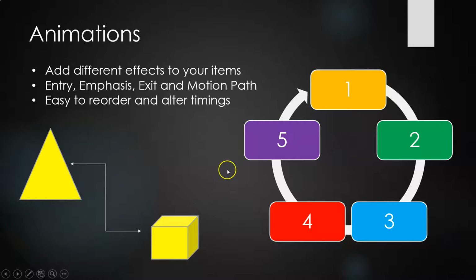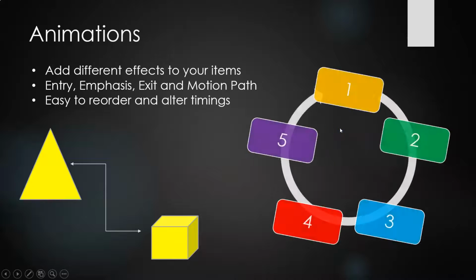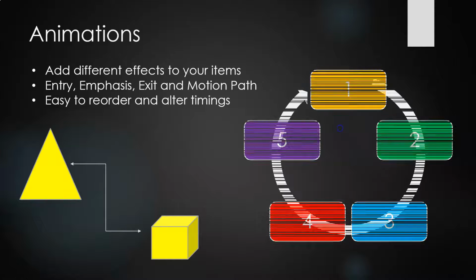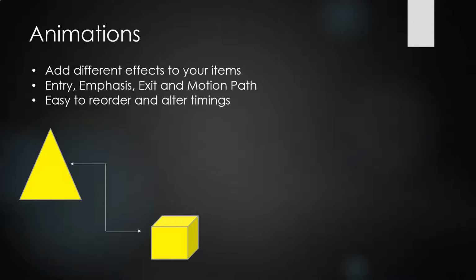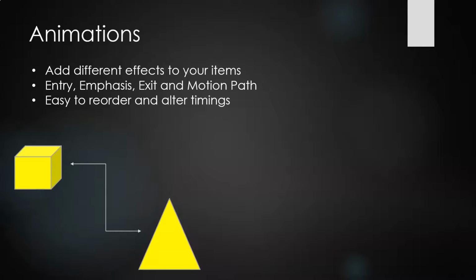And if you watch on the left here, oh sorry, that's an emphasis. So the first one, I'll just go back. I'll click it again, that's an entry animation. Click it again, that's an emphasis animation. That's an exit animation, and the motion path is allowing you to move objects around the screen.